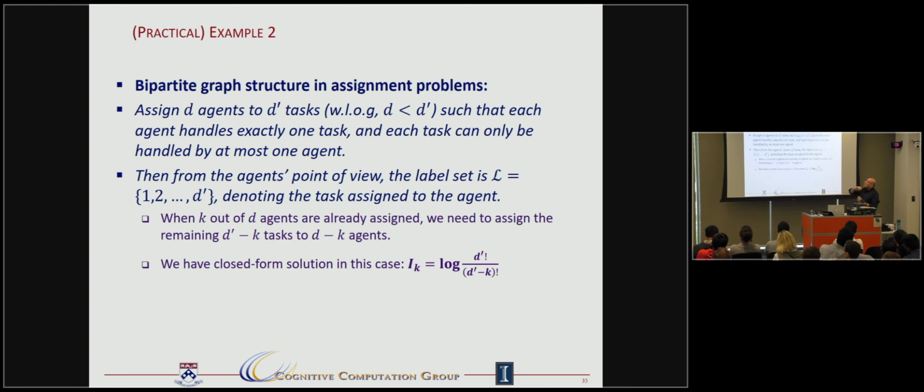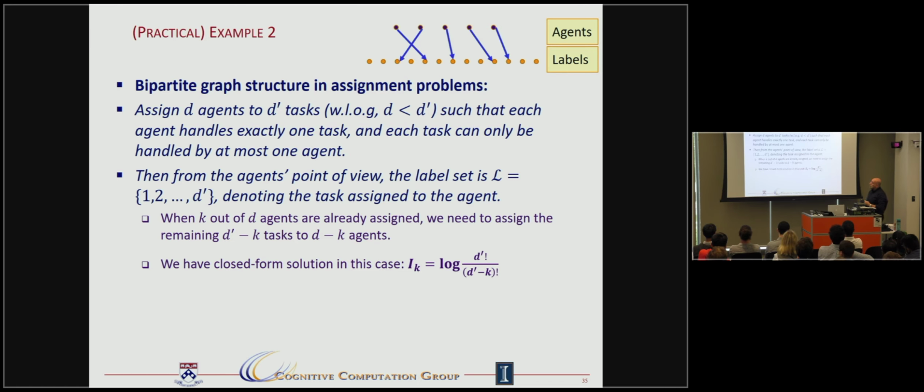Bipartite graph structure in assignment problems. What you will have here is the agents, and D prime tasks, which are really going to be my labels. My goal is to assign tasks to agents with some constraints. Only one task to each agent, no task gets 2 assignments from 2 agents. And again, if I think a little bit about it, there is a closed form solution to i_k, it's this one. And again, this is a relatively constrained structure, and you can think about other problems in NLP that will be not unlike this.